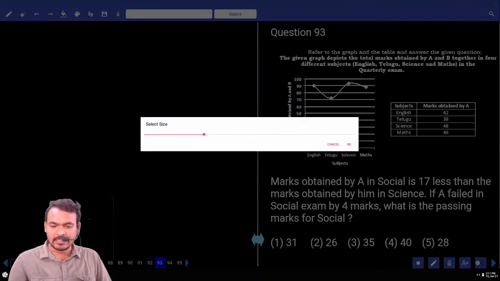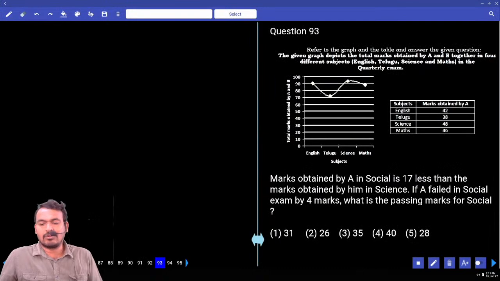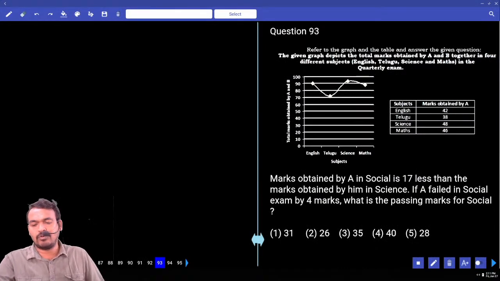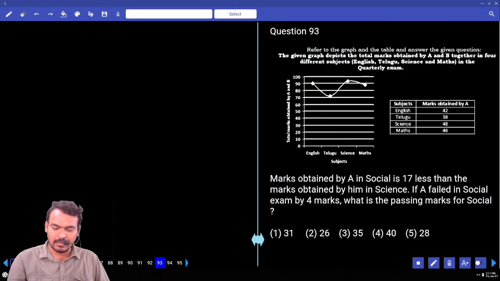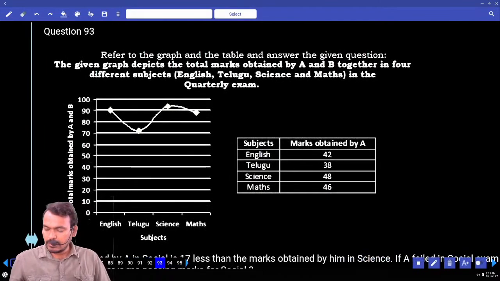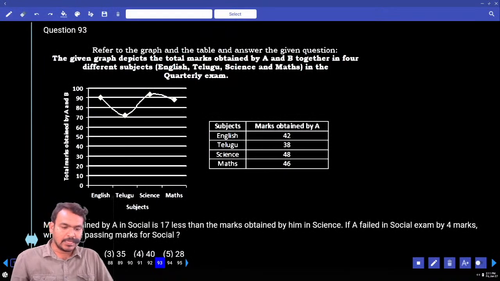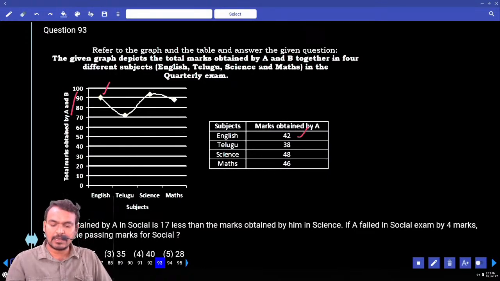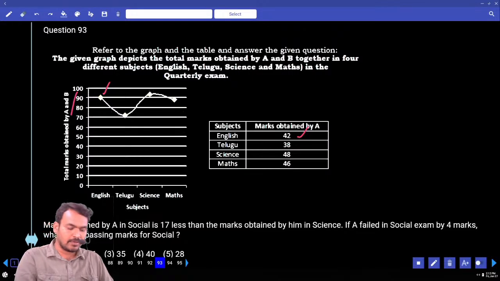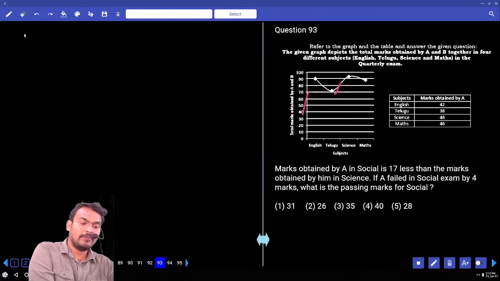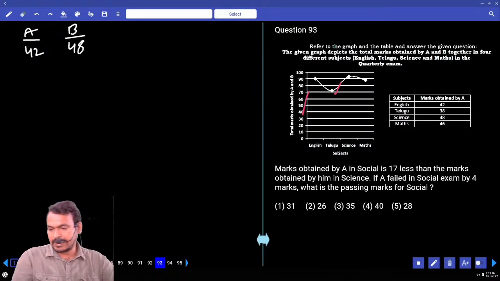Next question number 93. The given graph demonstrates the total marks obtained by A and B together in 4 different subjects: English, Telugu, Science and Maths in the quarterly exam. Total how many exams are there? 4 exams. First one, in English, how many marks are given? A and B together 90. In that A marks are 42. Obviously B value 48. A 42, B is how much? 48. Next, second one Telugu.